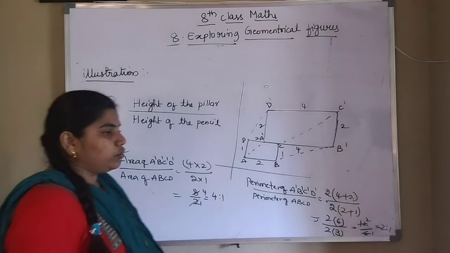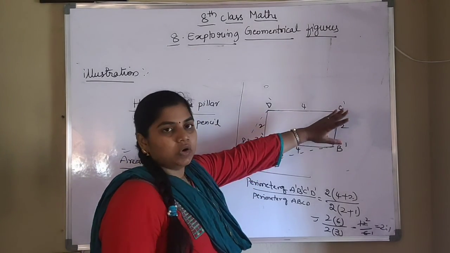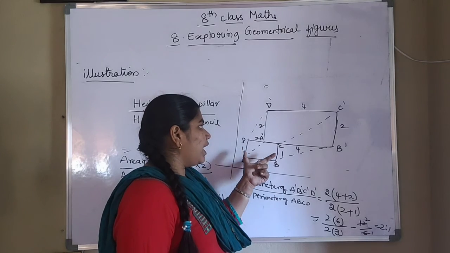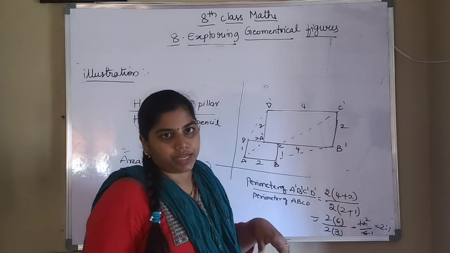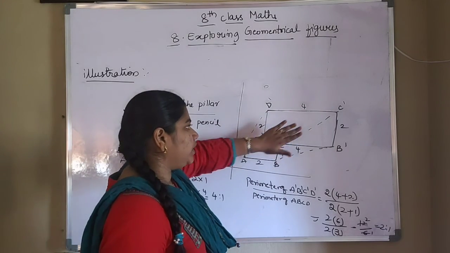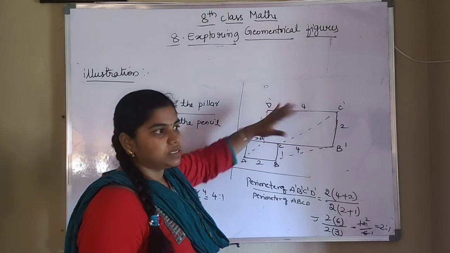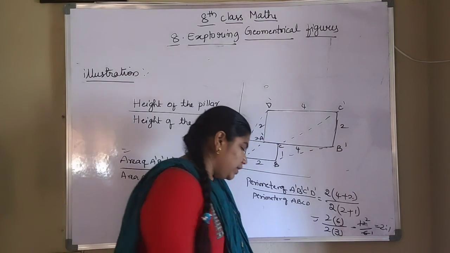So first you have to draw a dilation of a rectangle. We have to increase it. First I have taken the smaller one, after that the bigger one. Now we have to find the area of these two figures and also the perimeter of these two figures. Divide them, and you will get the answer here.